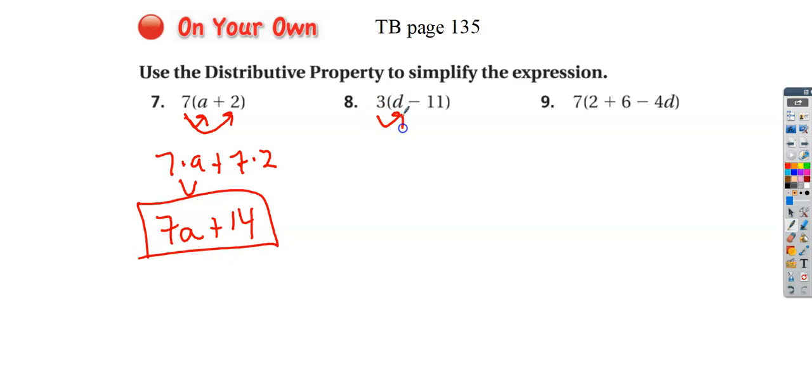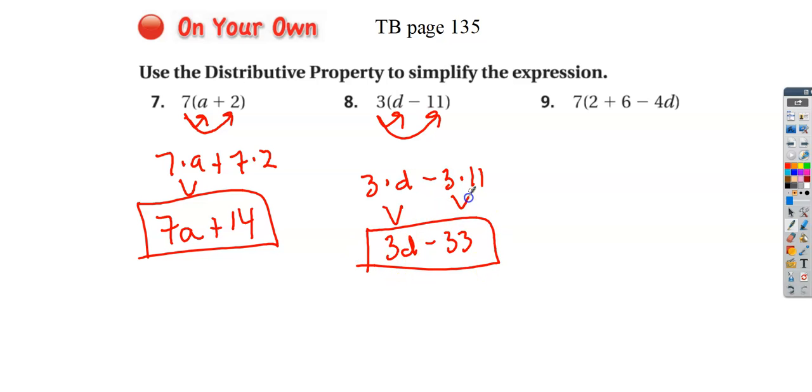I distribute 3 to everything in parentheses, but don't forget now there's a minus sign. So I get 3 times d. I'm taking away 3 times 11. 3d minus 33.